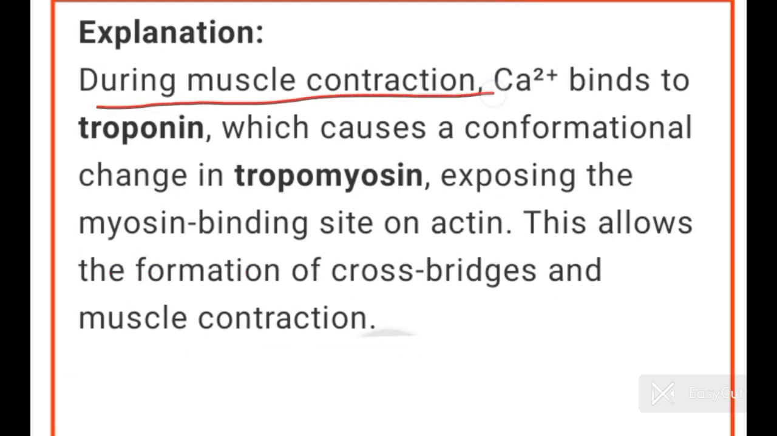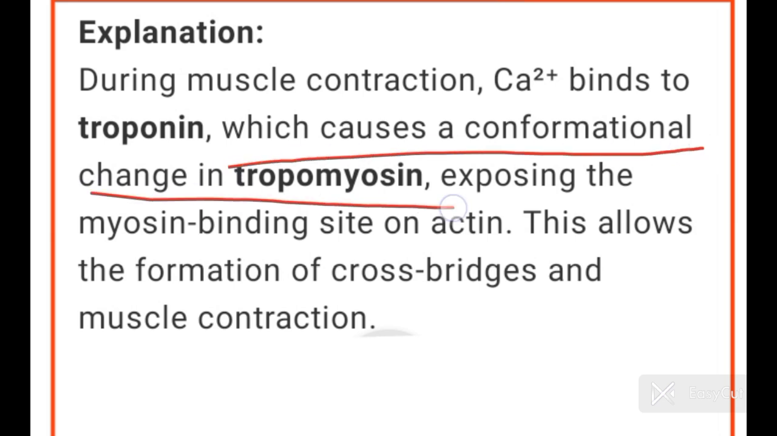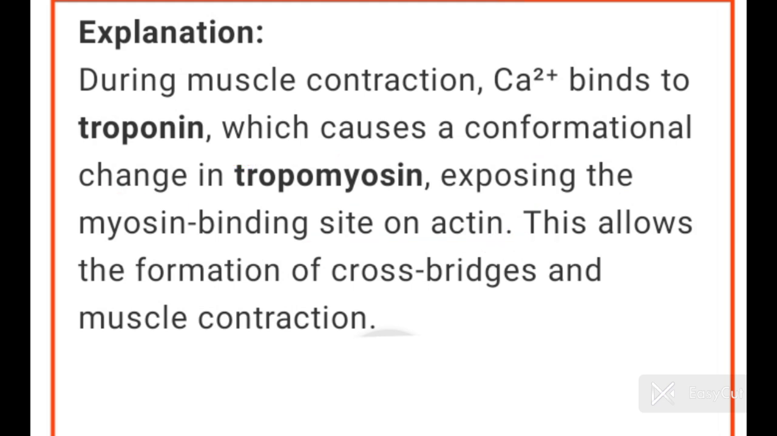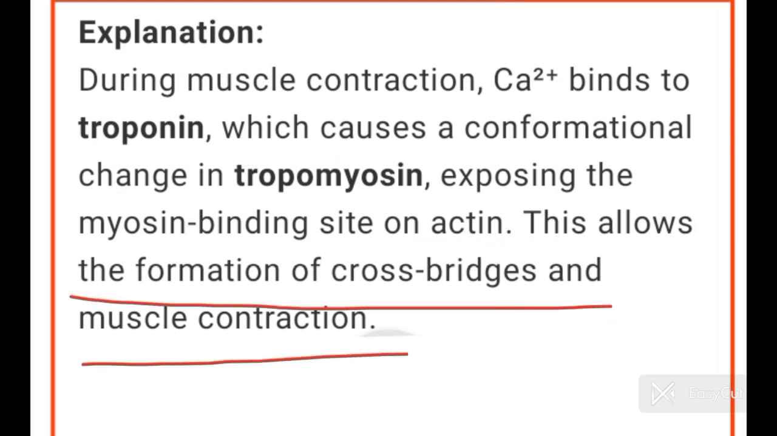So during muscle contraction, calcium ion binds to troponin. What happens at the time of muscle contraction? Calcium ion binds to troponin, which causes a conformational change in tropomyosin, exposing the myosin binding site on actin. This allows the formation of cross bridges and muscle contraction.